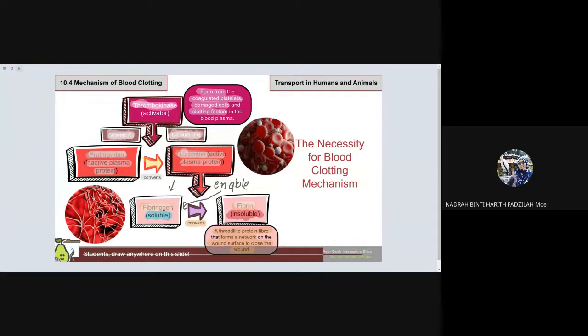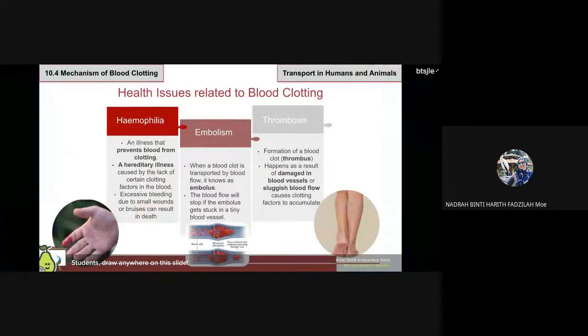Okey, seterusnya ialah penyakit-penyakit yang berkaitan dengan blood clotting. Kalau berlaku formation of blood clot, kita tanpa ada luka ke apa, blood clot tu form, kita panggil keadaan tu sebagai thrombus. So nama proses tu thrombosis. Blood clot yang bukan untuk wound ni kita panggil sebagai thrombus. Nama proses tu thrombosis.